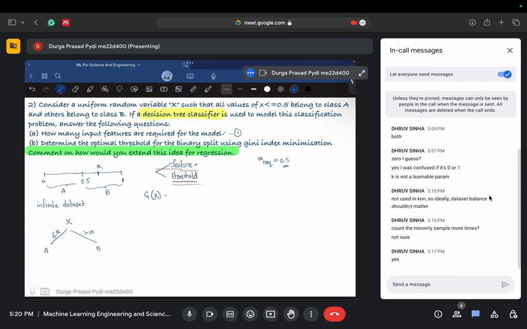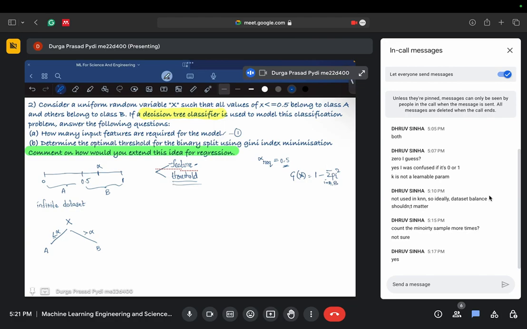Okay, I'm not sure if you are familiar with the formula. I'll write it here. So the Gini index of any particular data set, I'll just write x here, is essentially 1 minus sigma p_i squared, where i is your number of classes. In this particular case, you just have two classes, A and B.